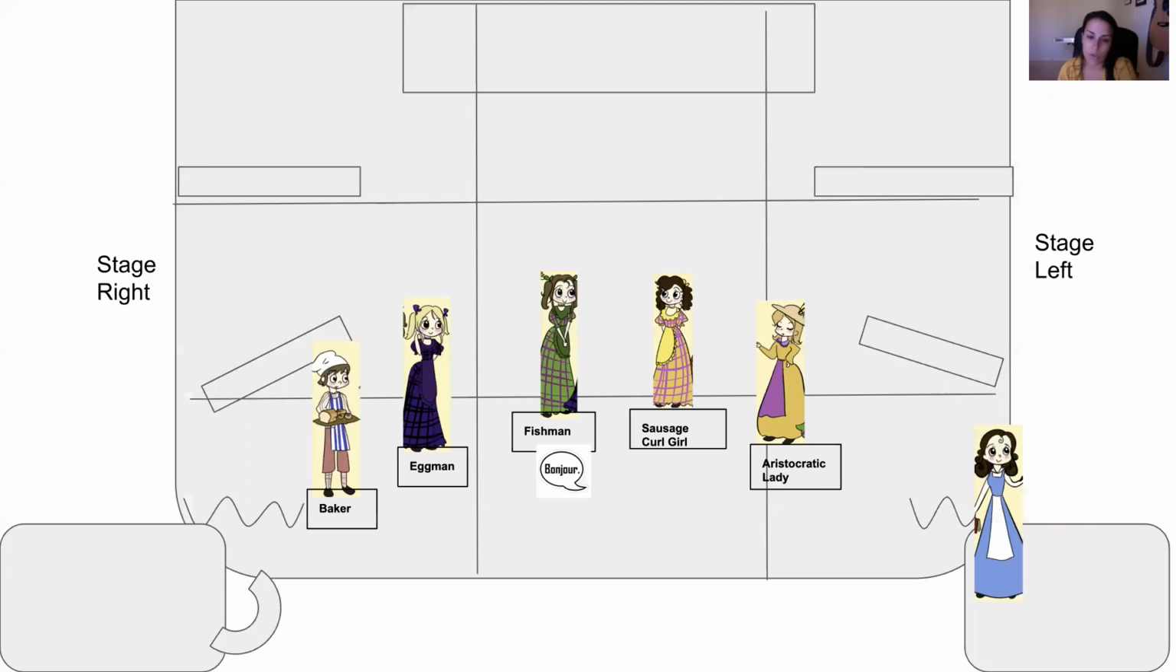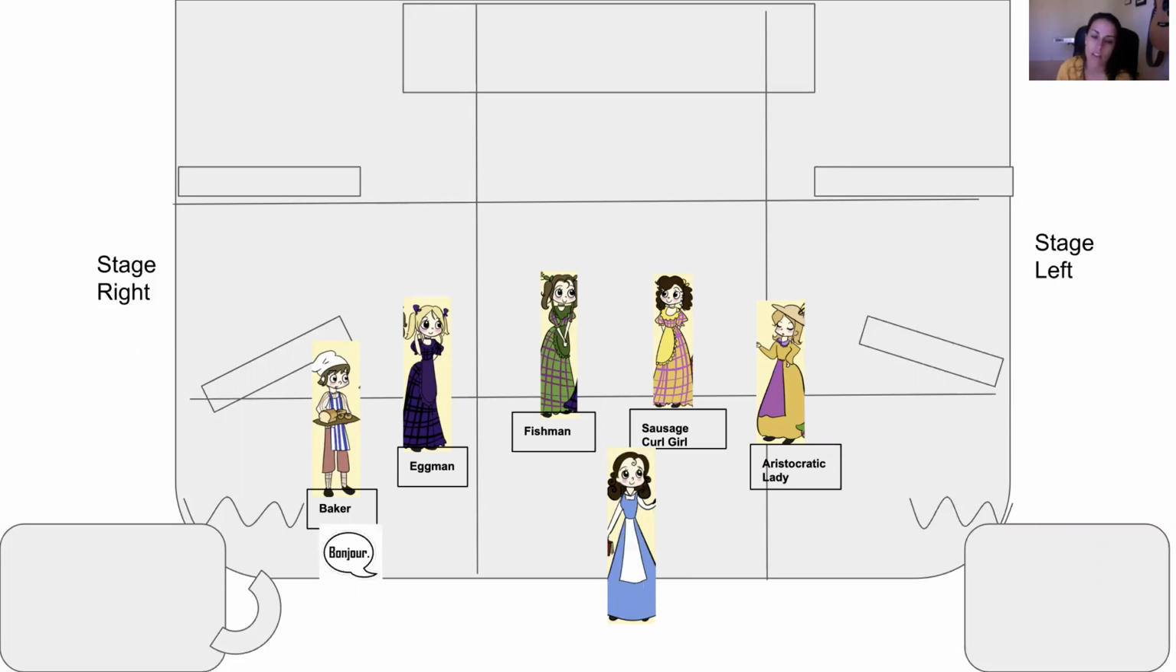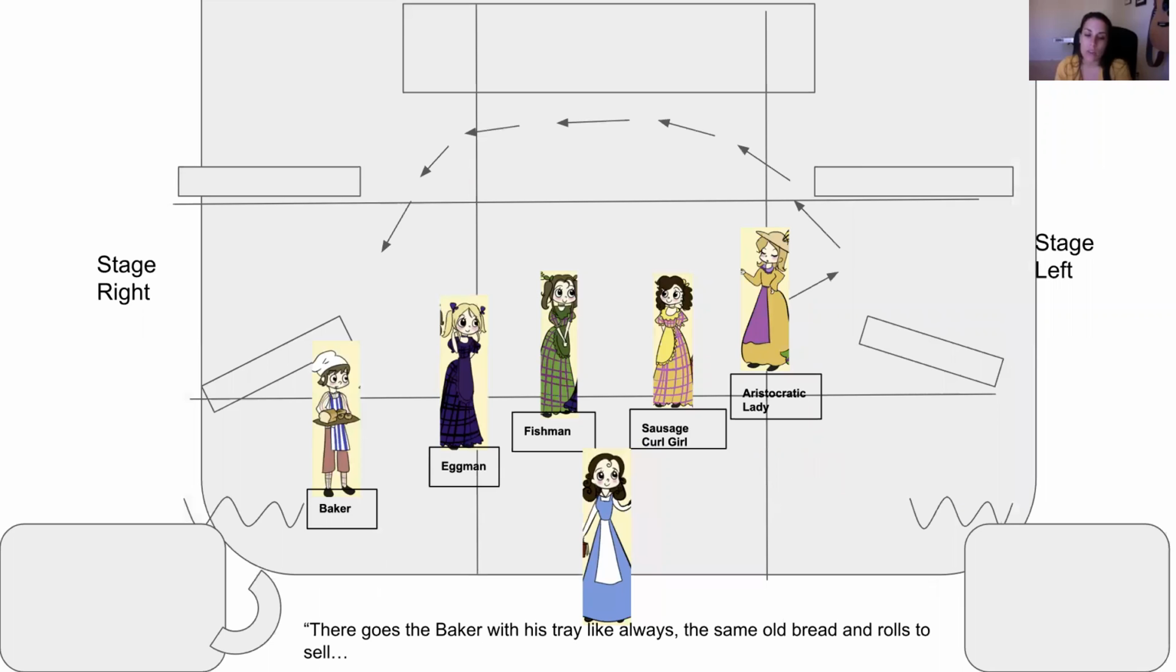And we say bonjour, bonjour, bonjour, bonjour, bonjour, as Belle crosses the stage, okay? There goes the baker with his tray like always is the cue for everybody else to get into their spots that I had previously listed. Okay, this is all, there goes the baker with his tray like always is also the cue for aristocratic lady to start leading the line.